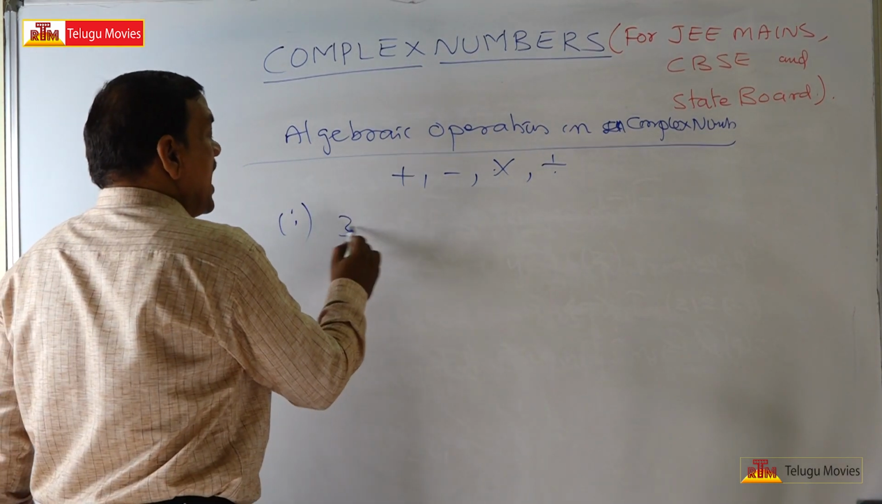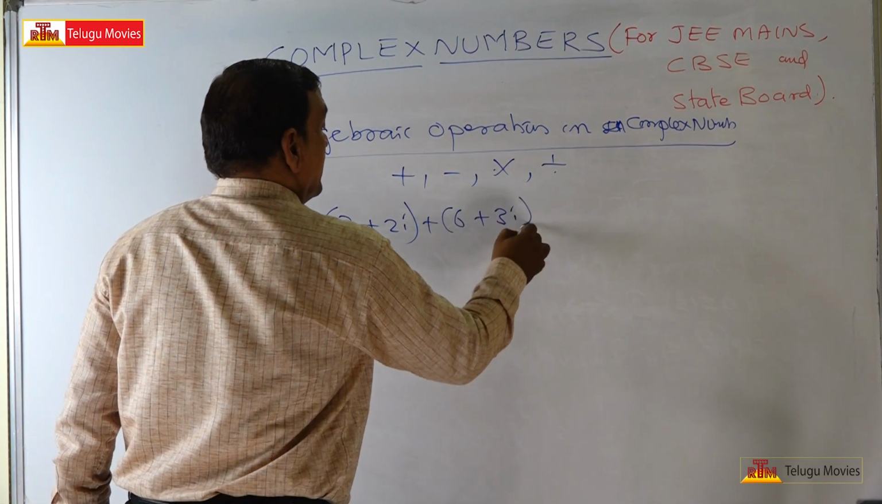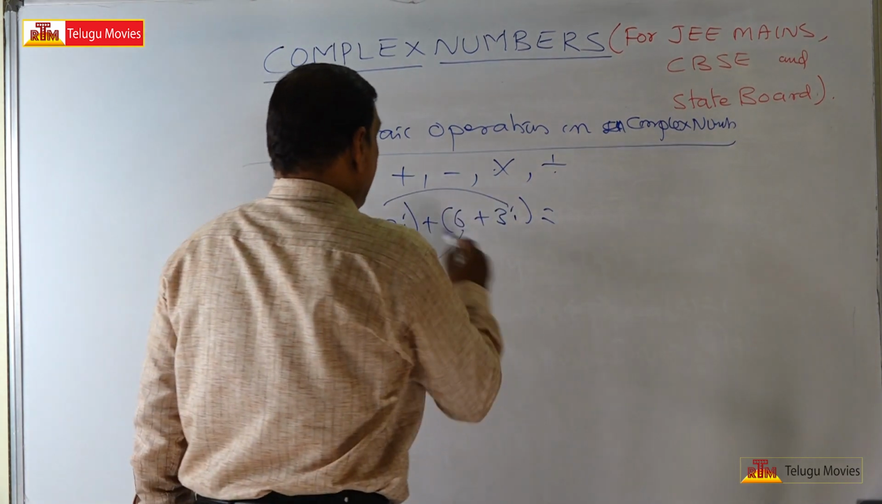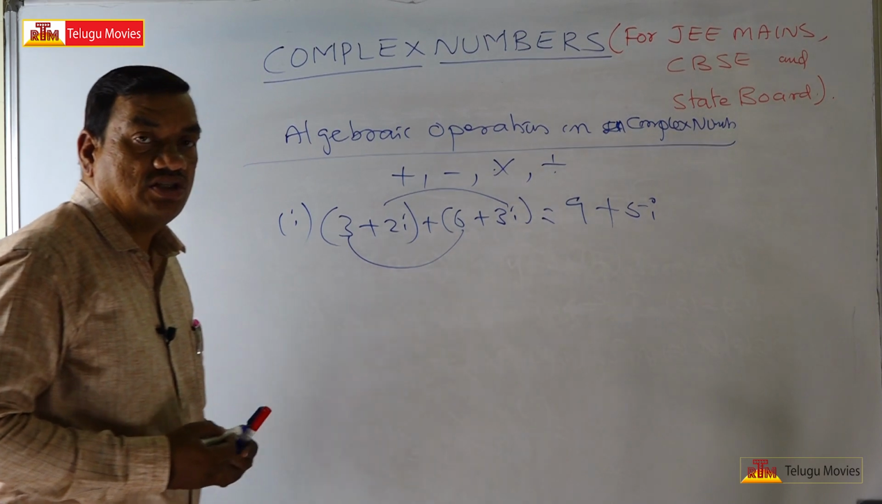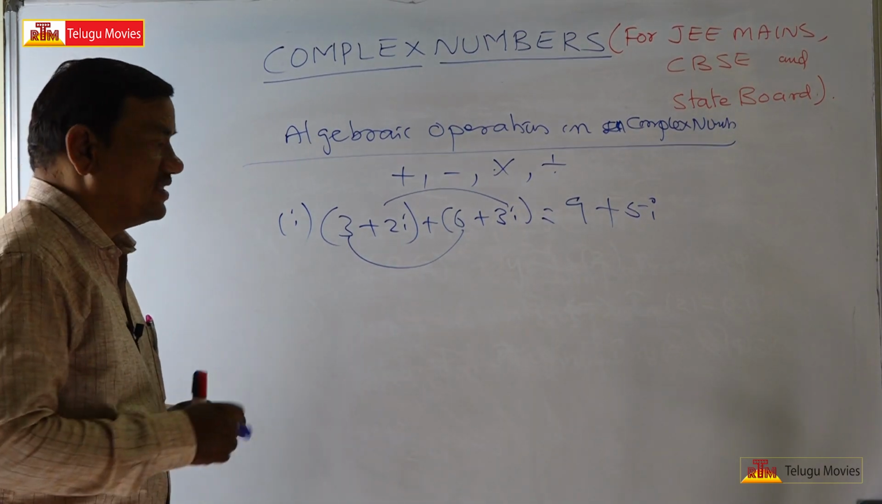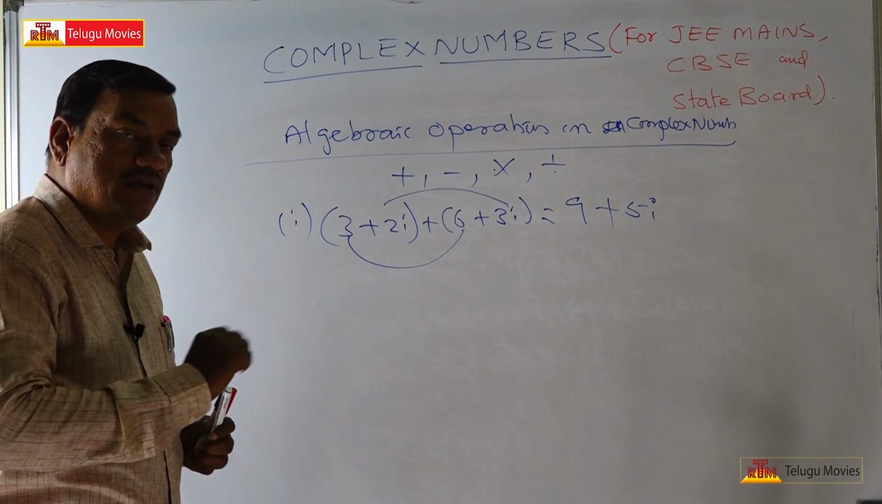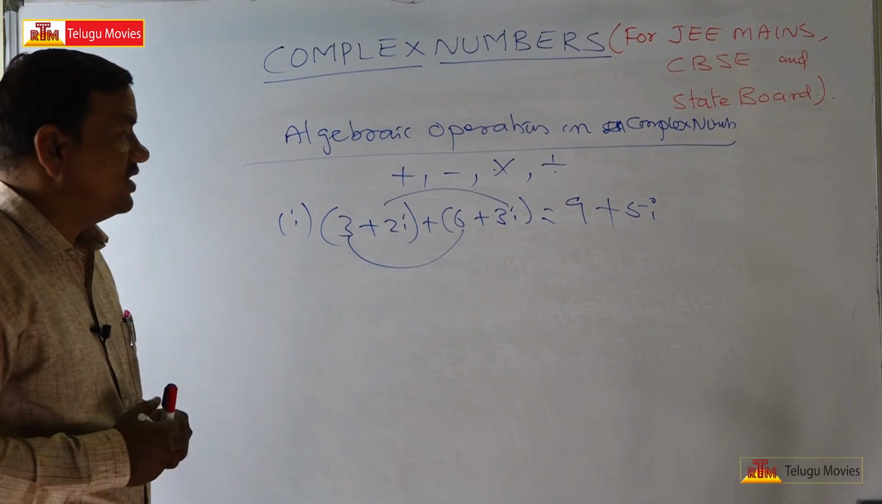How to add two complex numbers? We have to add only the real parts and imaginary parts separately. So 3 plus 6 is 9, and so on. This is the way of adding complex numbers. And we know that complex numbers are commutative and associative, and they satisfy the distributive property, all those properties.